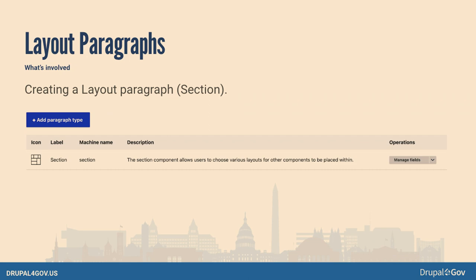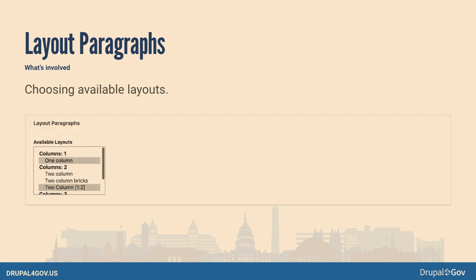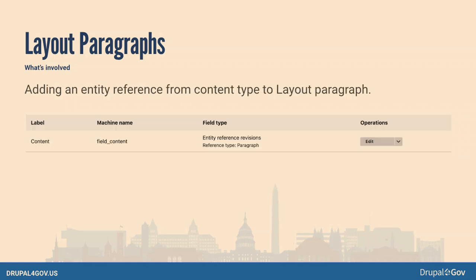And you're creating what's called, I generally name it Section. You could call it Layout if you want. What it's doing is taking that paragraph type, saying, hey, I need to know about layout discovery and the layout API. And just like with Layout Builder, how you get a one column, two column, three column, you can expose those to Layout Paragraphs so that they can also use those, which is a huge benefit, because then you can create additional layouts in Twig that are then discoverable. So when I create a layout paragraph, I create one called Section. I then choose the available layouts. I then add an entity reference to the content type that I want to use this on. So generally, at UCLA, we've structured our page content type to be the one that has the full flexibility of using Layout Paragraphs.